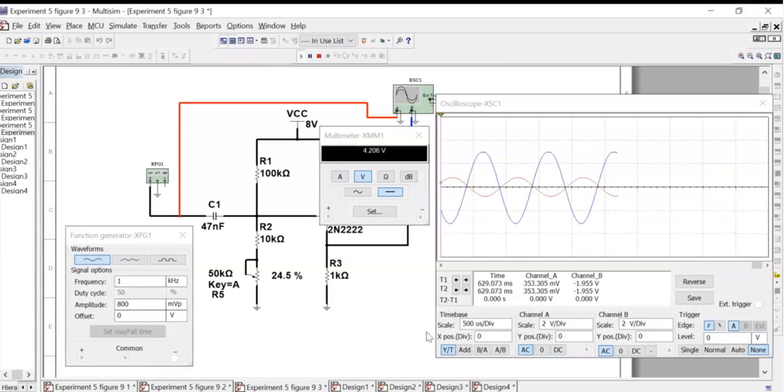Malapit. Okay, so for this one, we need to get the waveform. Snipping tool again. Then we need to get the waveform for 4.2 BCE. Take note the BCE is DC. This one is the AC output waveform.